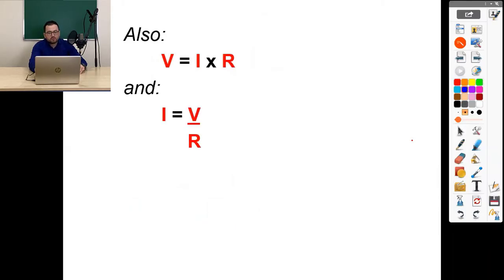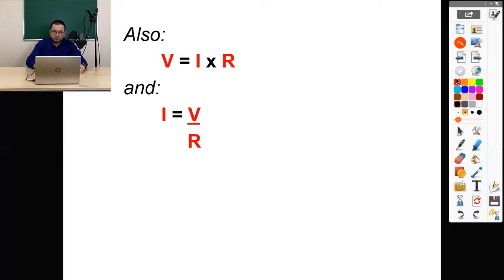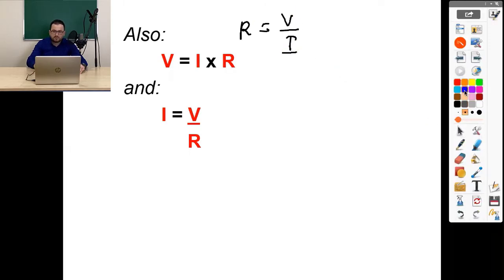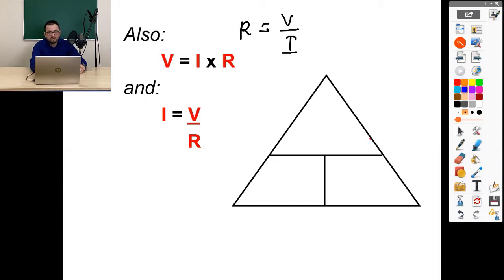From the previous formula, resistance equals voltage divided by current, we can find that voltage equals current times resistance, and current equals voltage divided by resistance.